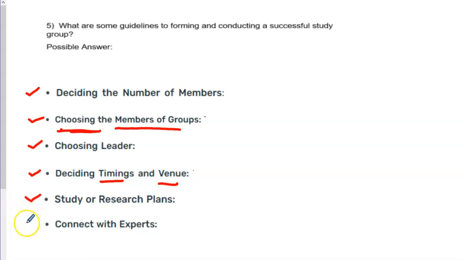The last thing is how you would connect with experts. As you study, you might come up with issues that cannot be settled. You may have different ideas and different views. But then at the end of the day, you need an authority to bring out the best answer. So you should have an expert that you can always connect with.